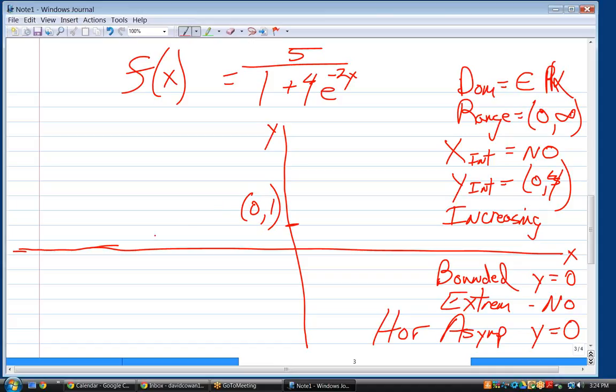Now, logistic functions tend to look like this. They start out looking like exponential functions, and then they flatten off.